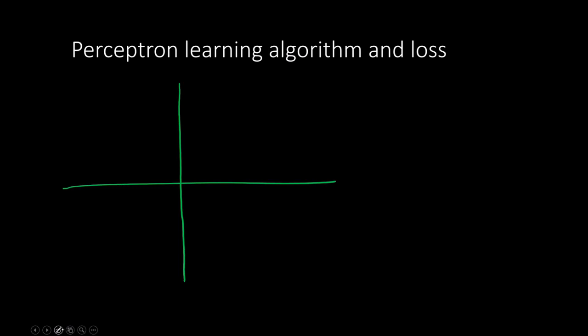So let's say we have two classes which are given by the following boundary, and on one side we have the positive class, on the other side we have the negative class. Okay, so what can be a loss function on which we can do gradient descent so that we can find this line? Okay, so let's look at that.